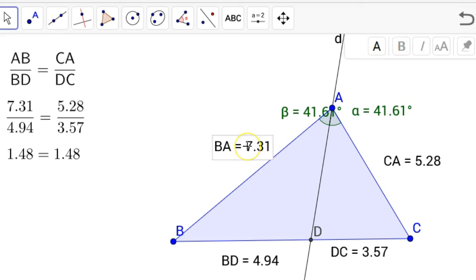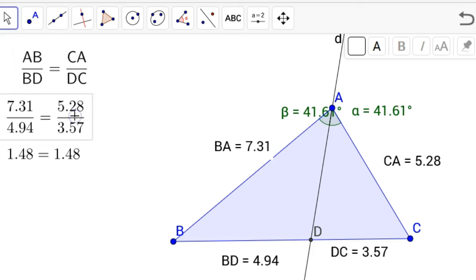And then you have BA there is 7.3 centimeters, inches, whatever your units are. BD is 4.94, DC is 3.57, and CA is 5.28. What's nice is these are proportional. So BA over BD is the same as CA over DC. And you can see that here.